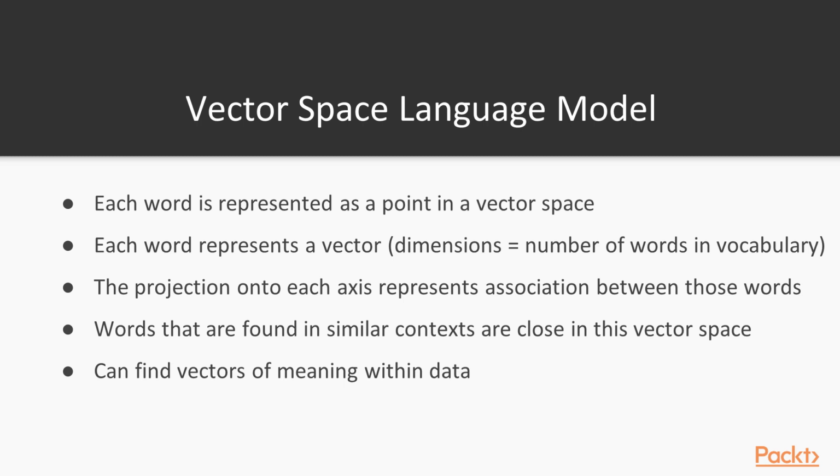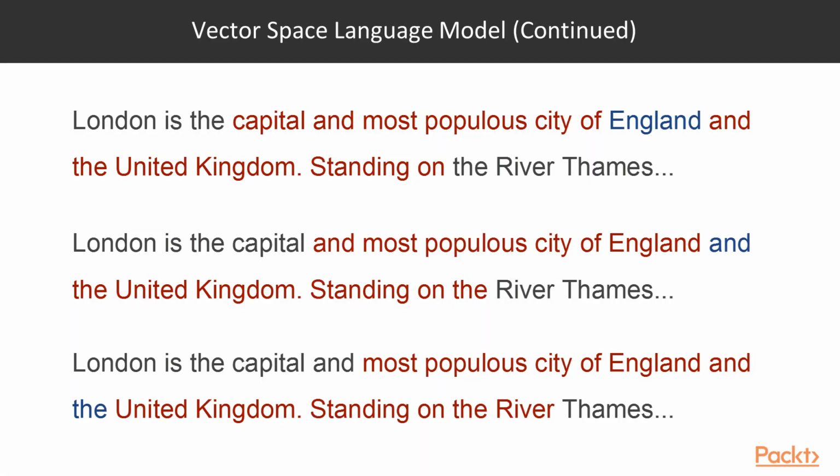So for example, if I'm looking to place the word dog into this vector space, it would have a relatively big projection, a relatively big overlap on the axis representing the word cat, because cats and dogs tend to be associated together in language. So what we find is words that have very similar contexts are found very close together in this vector space. As a result, we can find vectors of meaning within this data. Now this is a very profound method, but actually it's relatively simple to train.